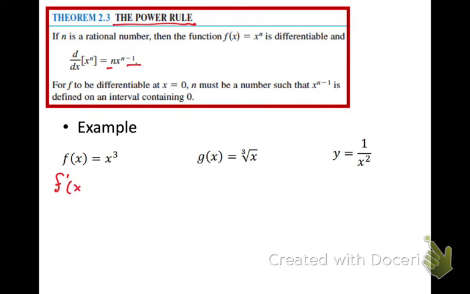F prime of x is 1, because there's a 1 in front, yes? Actually, I'm jumping ahead. Okay, 3x to the second.